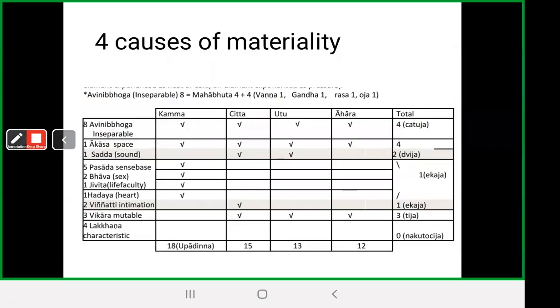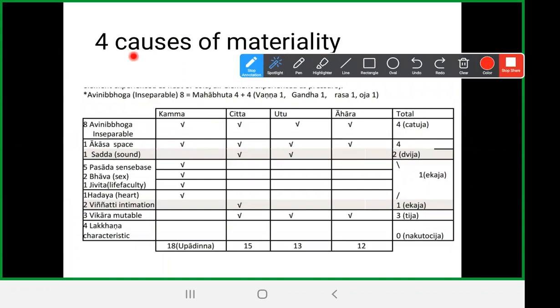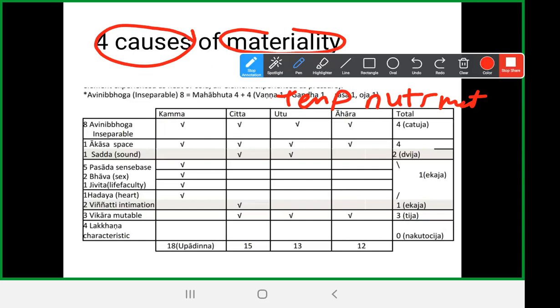Another thing when you study Abhidhamma, you also need to know the 4 causes of materiality. There will be kamma, citta, utu, ahara. Kamma is action, citta is the consciousness, utu is temperature, and ahara is just nutriment. So you need to know which of these 18 can be affected by this kamma, citta, utu, ahara. All these are just some Abhidhamma points. So the main point is that the materiality has causes, and all these causes will change the rupa, the materiality.